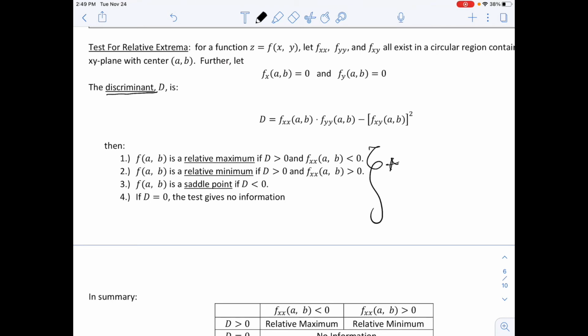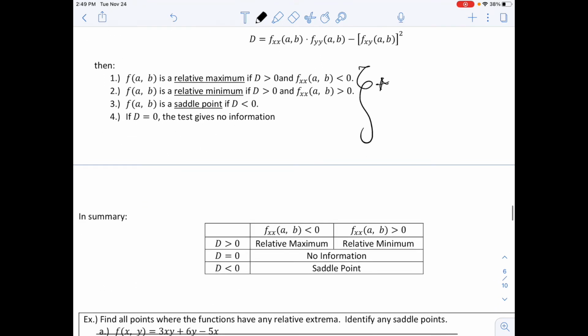So this is definitely something that we need to know. And this is going to be the same as what we have on the next page. So this is just the same thing. It's just listed as a table instead of as a list of information. So summarizing it, your discriminant can either be greater than 0, equal to 0, or less than 0, and it tells you what happens from that.